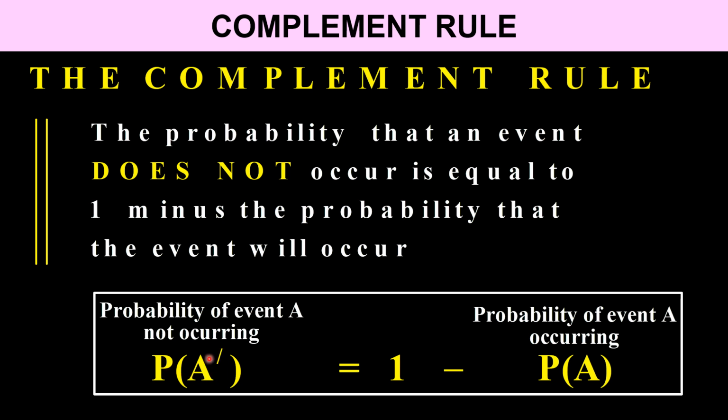That means not A. And how do we do that? It's 1 minus the probability of A occurring. So if you know what the probability of A is, it's just 1 minus that probability, which will give you the probability of the complement. And this we refer to as the complement of A.